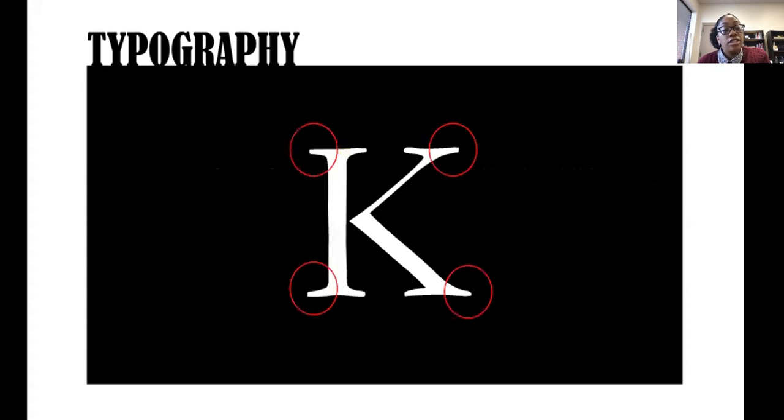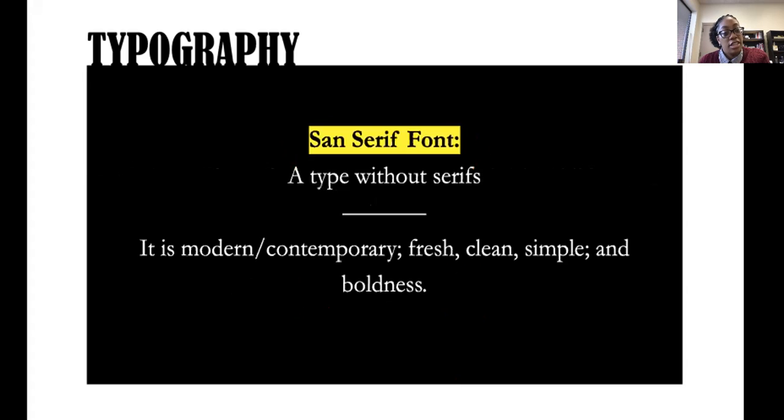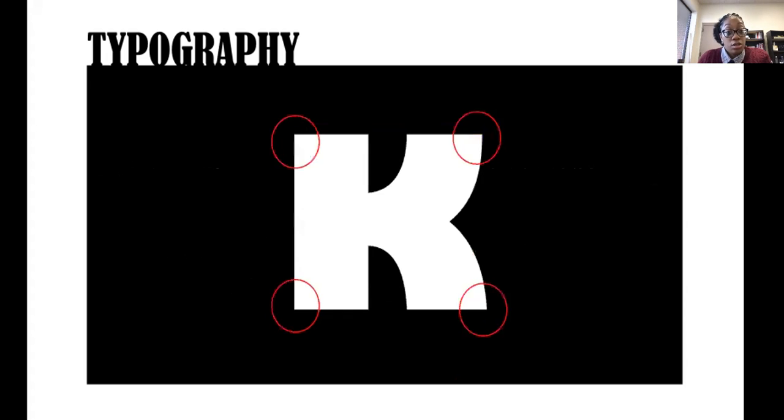But there is strong history, and this is an example of a serif font. This is Garamond, but there's also Apple Garamond. So just think of these little red circles right here are just ticks. Then you have sans serif fonts. Those are more contemporary, they're fresh, they're clean, they're simple, they're bold. So they're without serif, so they don't have those ticks on the corners. So this one is Gil Sans.